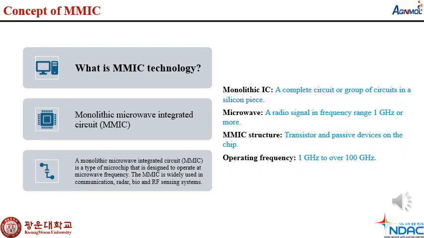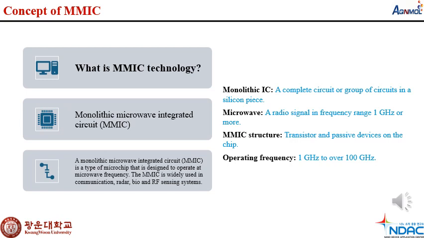In this slide, I will talk about what MMIC technology is. What is the definition of MMIC? MMIC means monolithic microwave integrated circuit. What is a monolithic IC? A monolithic IC is a complete circuit or a group of circuits on a silicon chip.